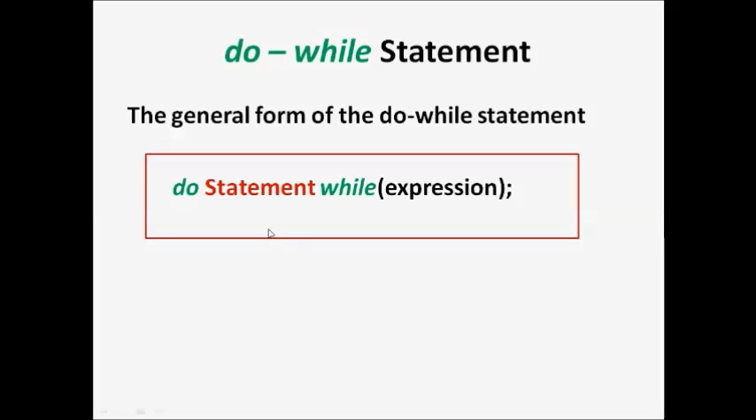right? So in do while statement, this statement will always be executed at least once, because this expression, or we can say this condition, is checked after the end of the first pass through the loop. It will be more clear when we make a program using do while statement.